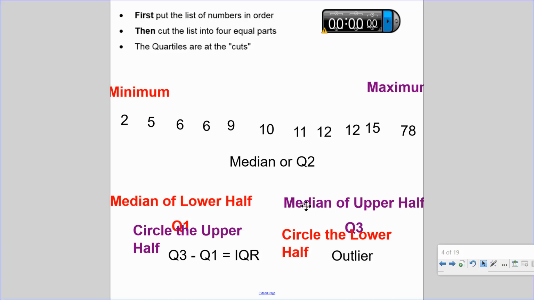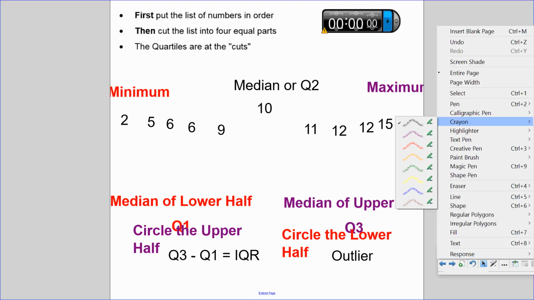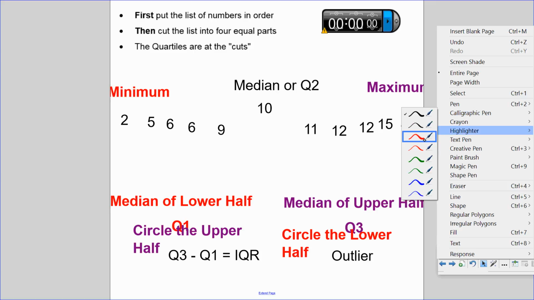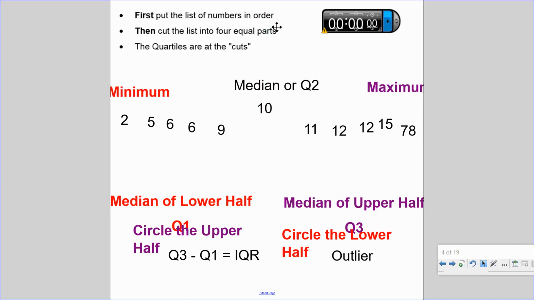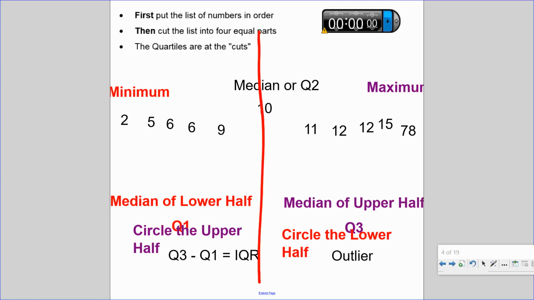So let's find the median, or quartile 2. I will be explaining that very shortly. The median is 10. That's the halfway point. Did you notice how after you find the median, it divided the list into two halves, an upper half and a lower half?